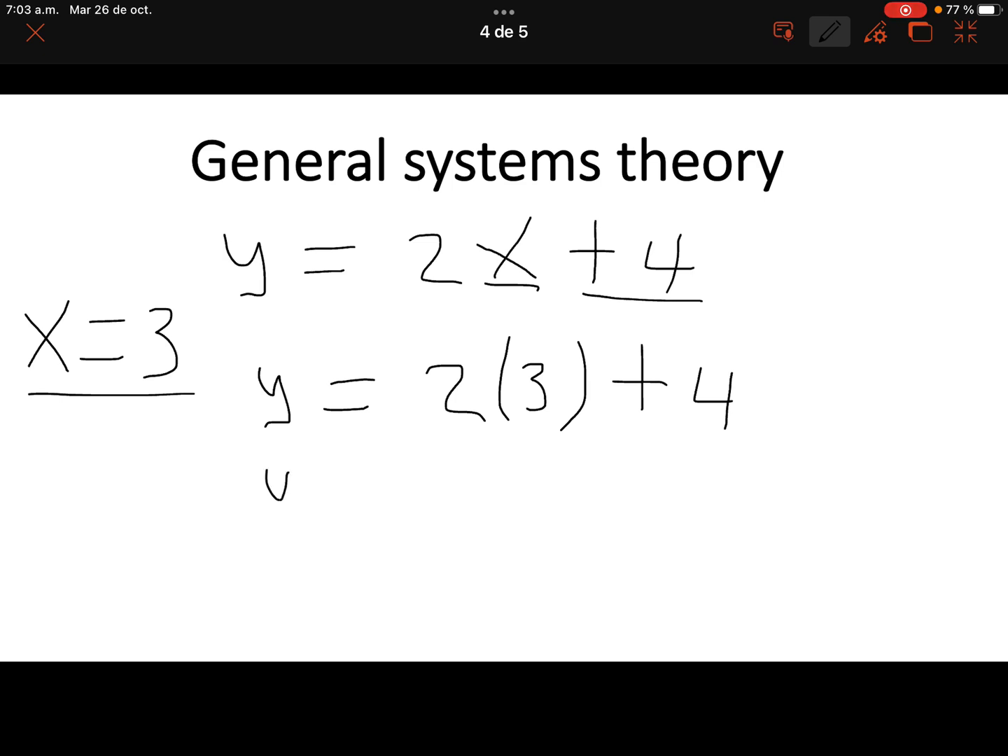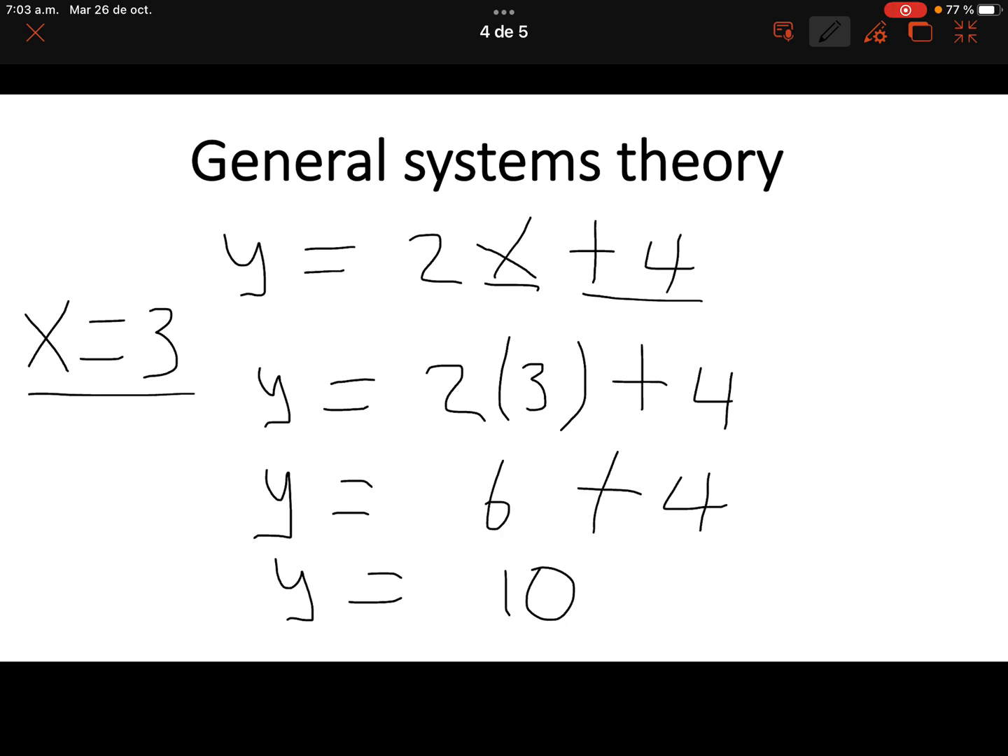Now let's solve the operations. Then y is going to be equal to, in here we have two operations, multiplication 2 times 3 and addition plus 4. Obviously we know that multiplication is first, then 2 times 3 is 6, and then we have to solve the addition. Then y is going to be equal to 6 plus 4, which is 10. Then we have the independent variable x and the dependent variable y.